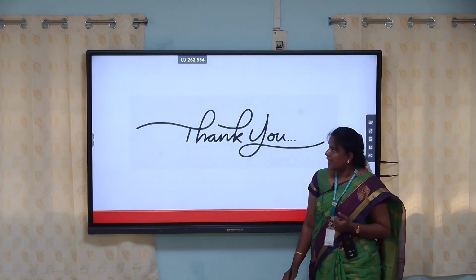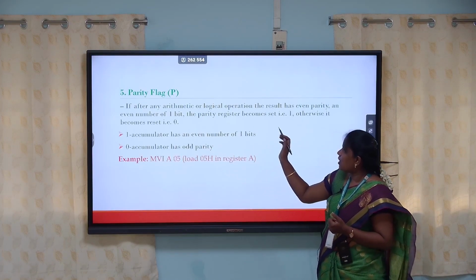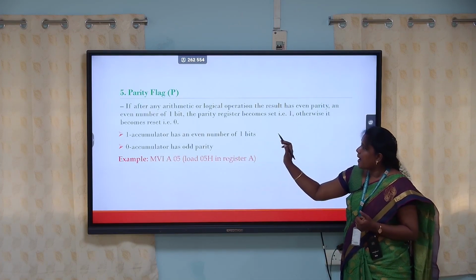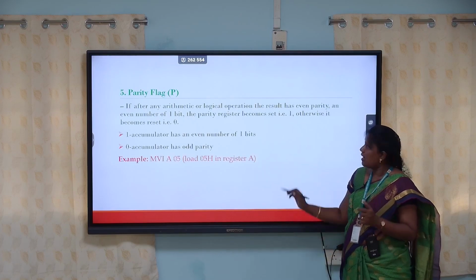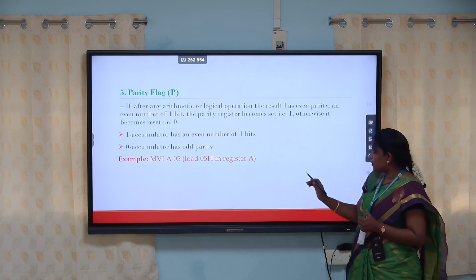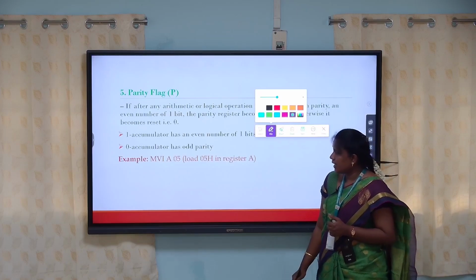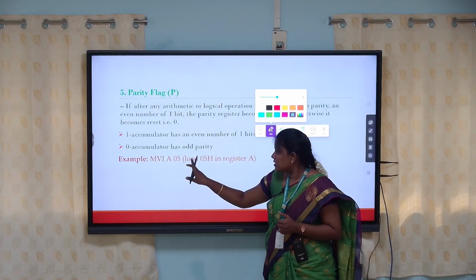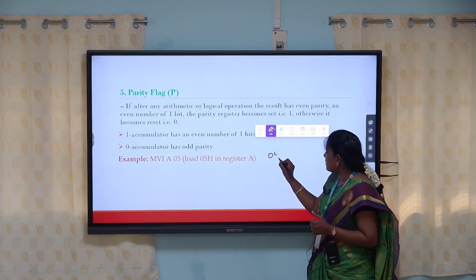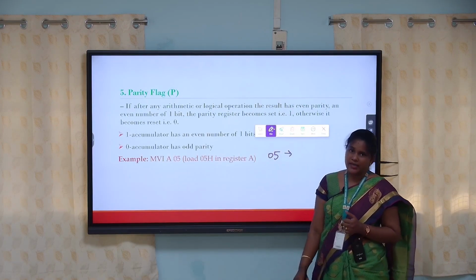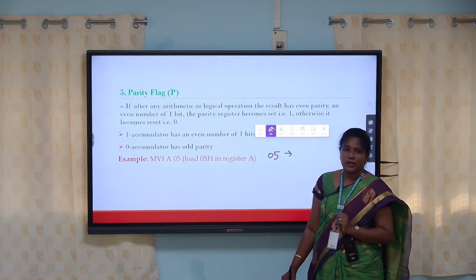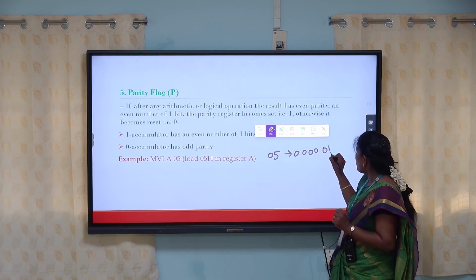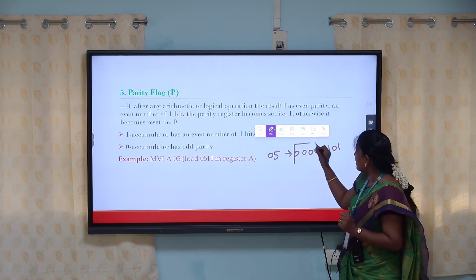Next one is the parity flag. If after any arithmetic or logic operation the result has even parity, an even number of 1 bits, the parity flag becomes set to 1, otherwise it is set to 0. Let's see an example: MVI A, 05. The number 5 should be moved to the accumulator, that is 00000101. This number should be placed in the accumulator.